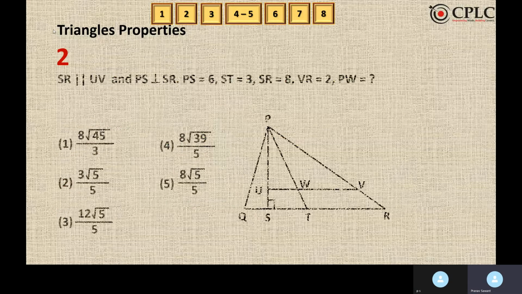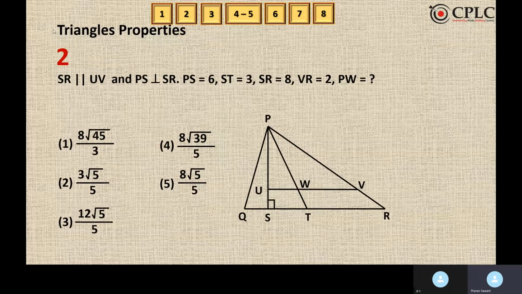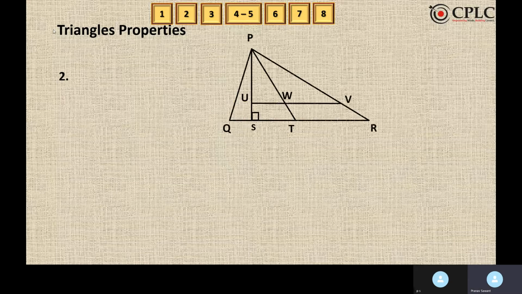SR is parallel to UV and PS is perpendicular to SR. PS is equal to 6, ST is equal to 3, SR is equal to 8, VR is equal to 2. PW is equal to what? The figure is also given to us. Now let's move to the solution.